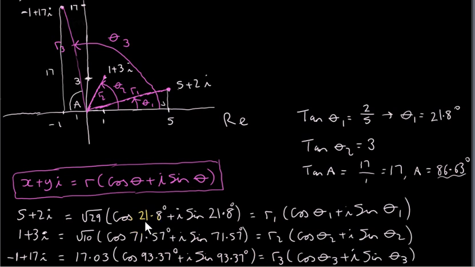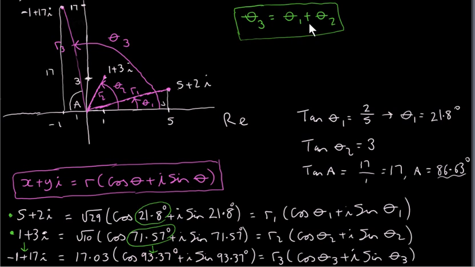Now notice something interesting here. We're multiplying these two complex numbers together to get this complex number, minus 1 plus 17i. If we add the argument of 5 plus 2i, which is 21.8 degrees, onto the argument of 1 plus 3i, which is 71.57 degrees, we will get the argument of minus 1 plus 17i, which is 93.37 degrees.